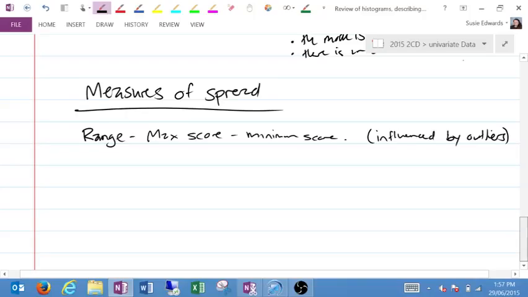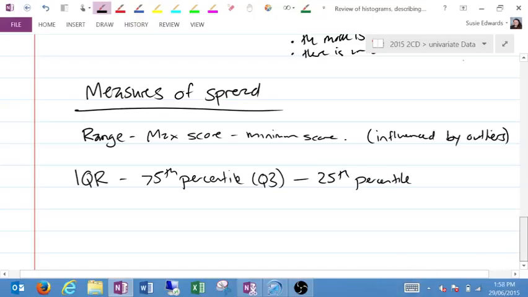So if there is an outlier and the question asks you, why wouldn't you use range? You need to say, because the range is influenced by that outlier. Interquartile range isn't as influenced, or it's not influenced at all by outliers. The interquartile range is your 75th percentile, which can also be called Q3, take your 25th percentile, which can also be called Q1. It's saying, if it was looking at a class, 25% of the class and 75% of the class. What's in between there? That 50% in the middle.